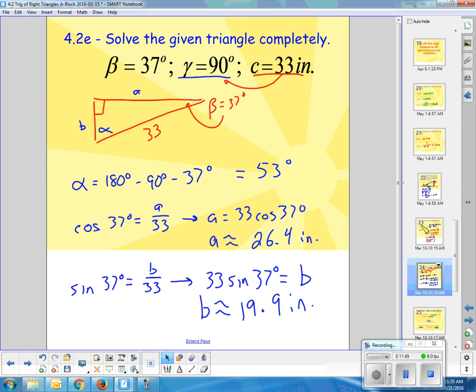Just a quick 3 examples on solving triangles completely using right triangle trigonometry.